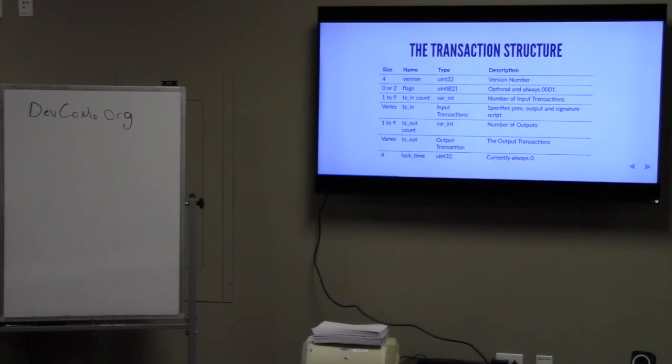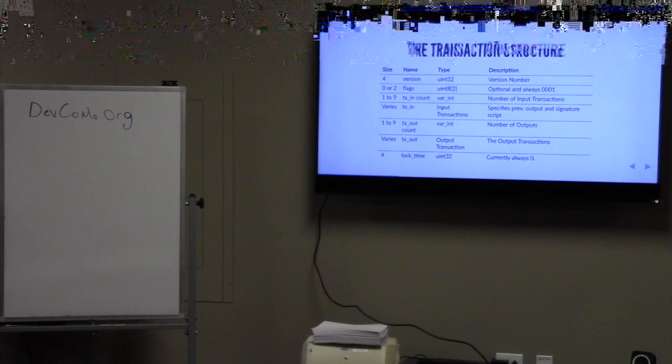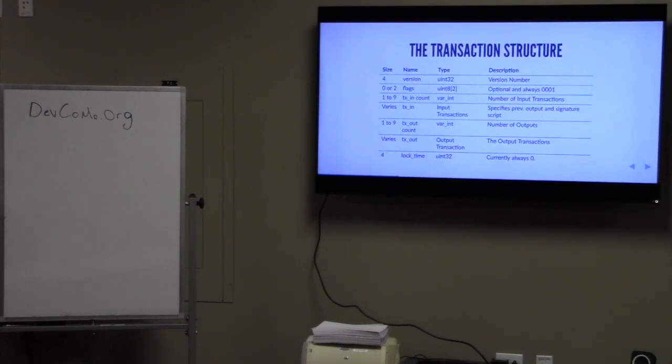Transactions are really just data structures. They pile them up next to each other, and that's what creates a block. And each transaction has a 4-byte version number, which right now is always 1. There's only one version of the structure. There are 0 to 2 bytes for flags. Again, those are currently unused.